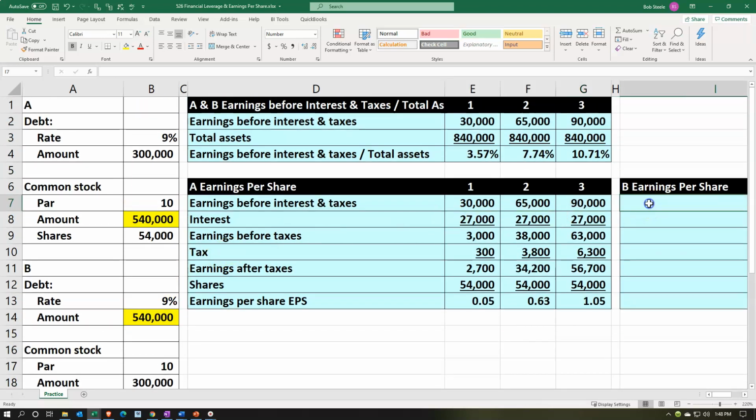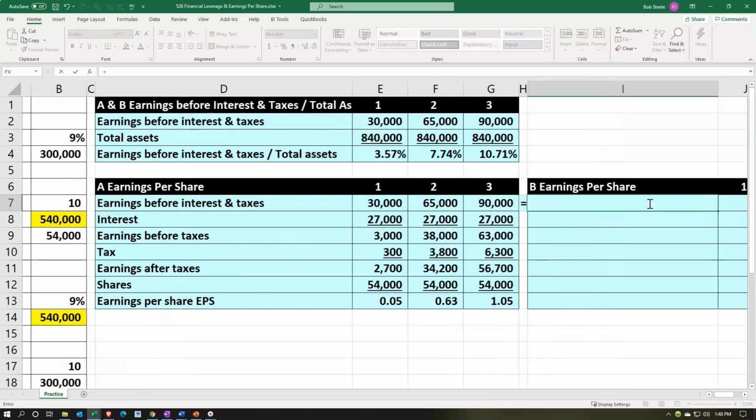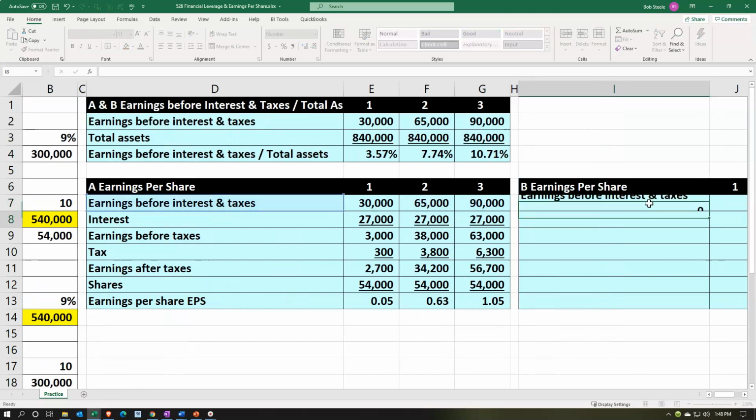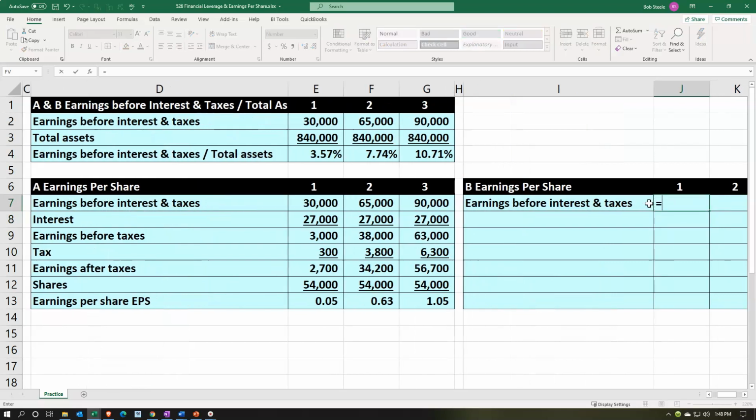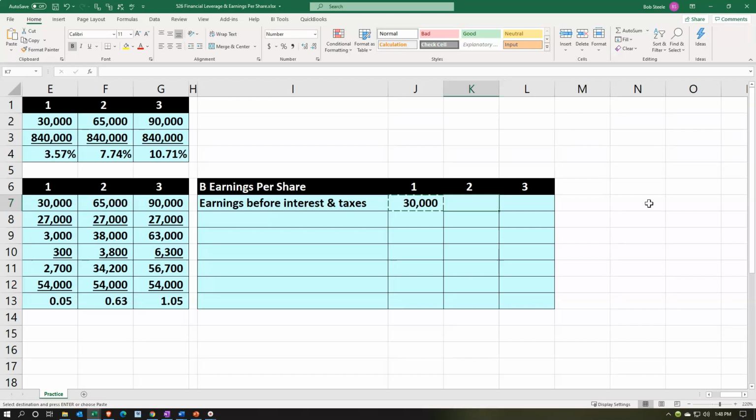So let's do the same kind of thing here. I'm going to start with earnings before interest and taxes. We're going to have the same top line number of our income statement, which is the 30,000. Let's copy that across. I'm going to say Control C, hold down Shift, over 1 on the arrow, Control V.